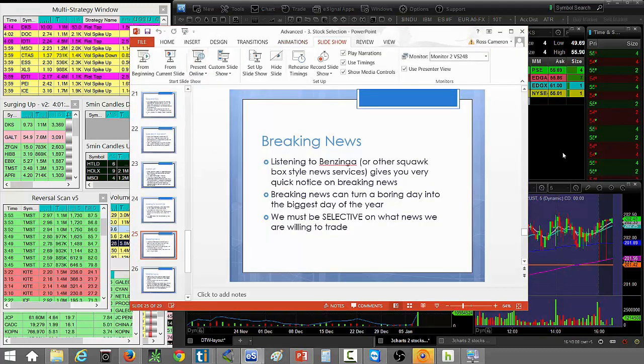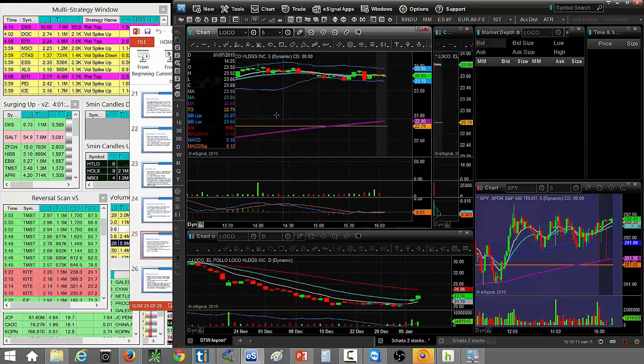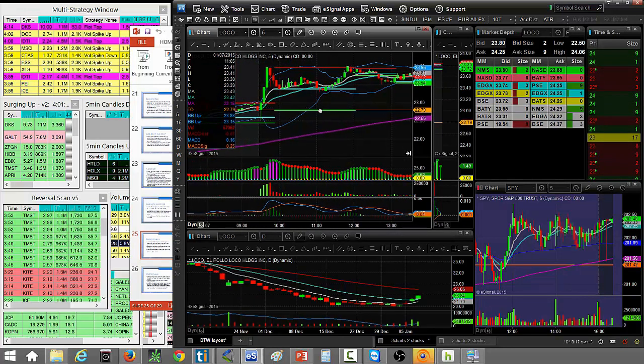Now, let me just quickly show you Loco. This was a chart that I was watching today at the open. Okay, at the open, we had a nice quick move up to $24 on high volume. Right, you can see the big volume here. Big volume, spikes up to 24 and then pulls back.